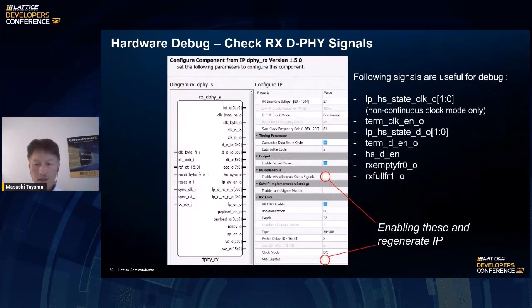In RxD5 IP configuration window, you can enable simultaneous miscellaneous signal output so that you can check some internal status of the IP. Those include some internal state, termination control, and FIFO status.